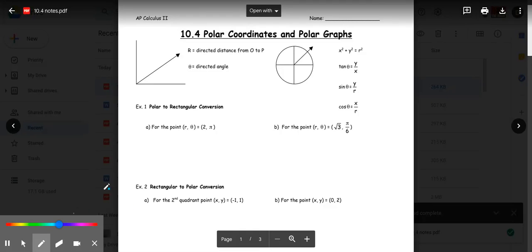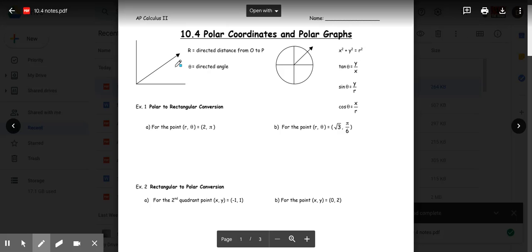Hey, so what we're going to do is continue finishing chapter 10. We left off on section 10.3. It might be a good idea just to review 10.1, 10.2, and 10.3. But 10.4 is polar coordinates and polar graphs.